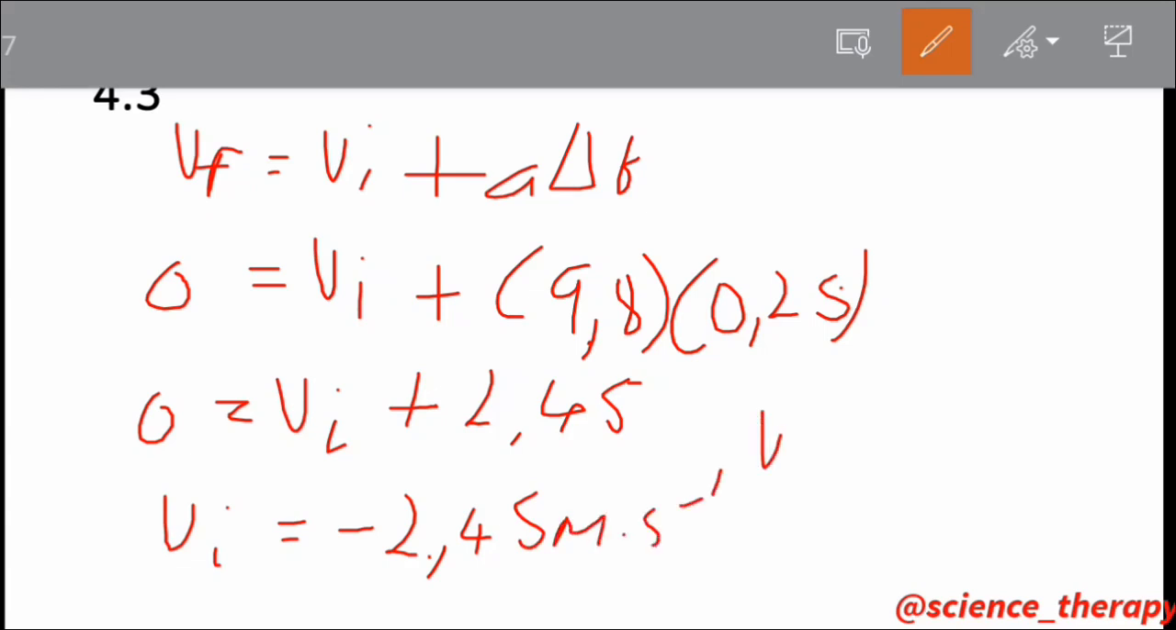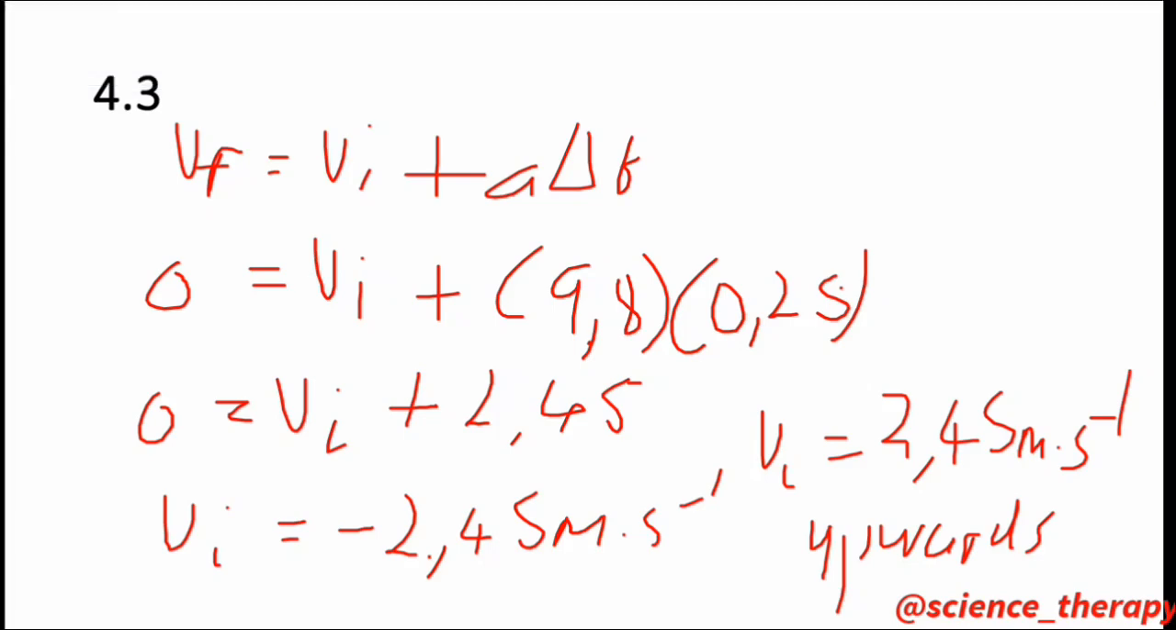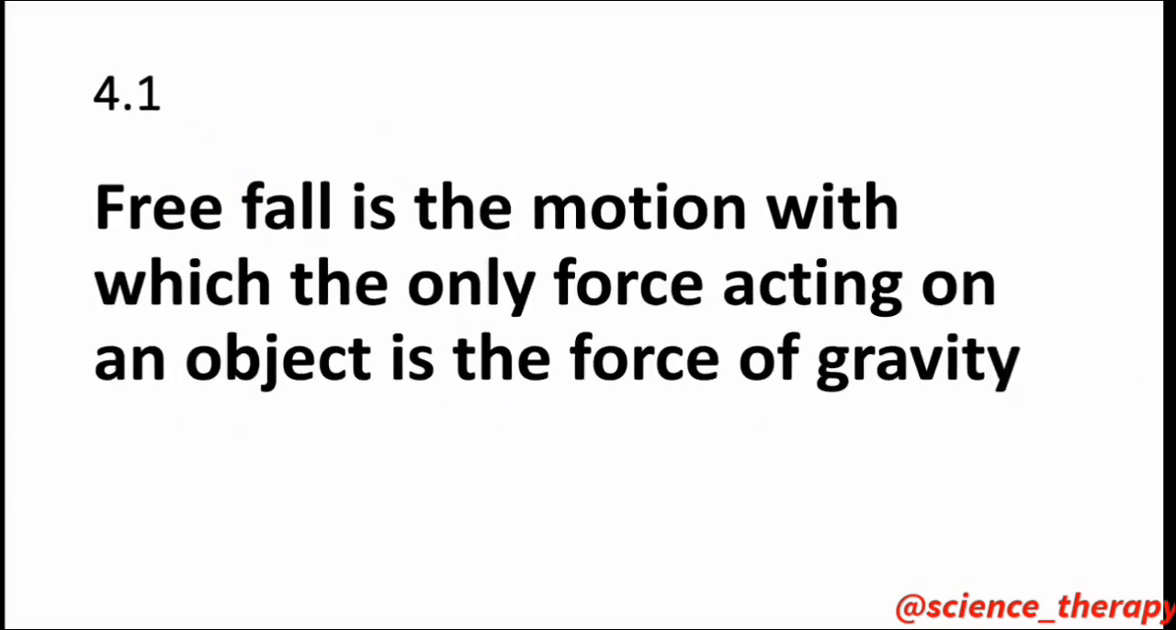But then we know the negative is telling us about the direction of motion. So now we have to say 2.45 meters per second upwards in this case. Remember, we took down as positive, so anything that comes out as a negative indicates that it is going upward, right? Now that's how we have it for 4.3.